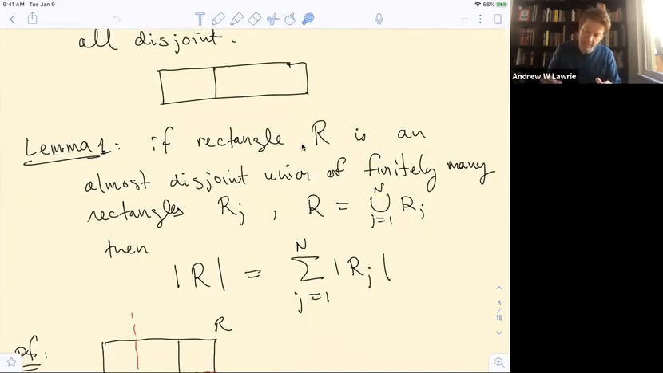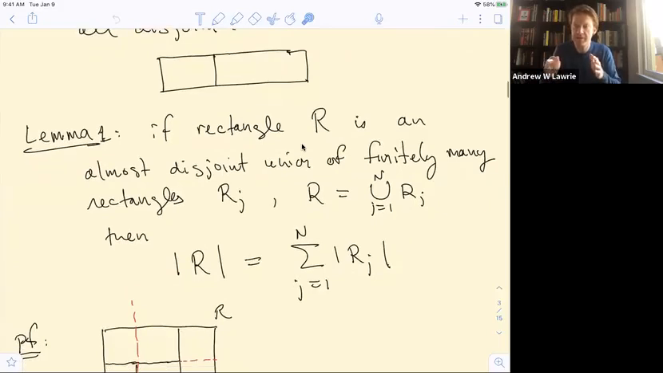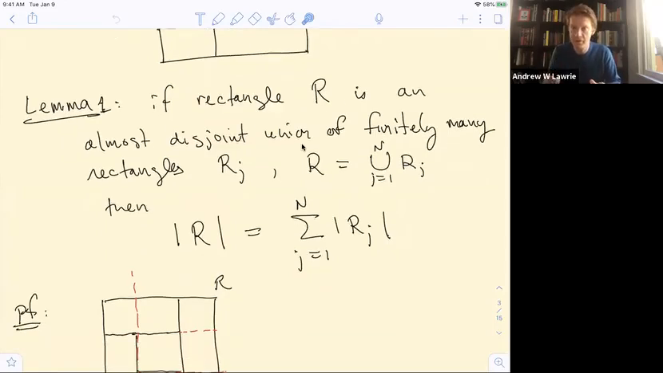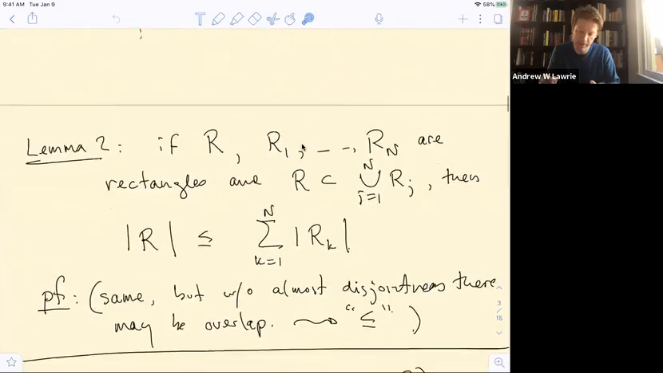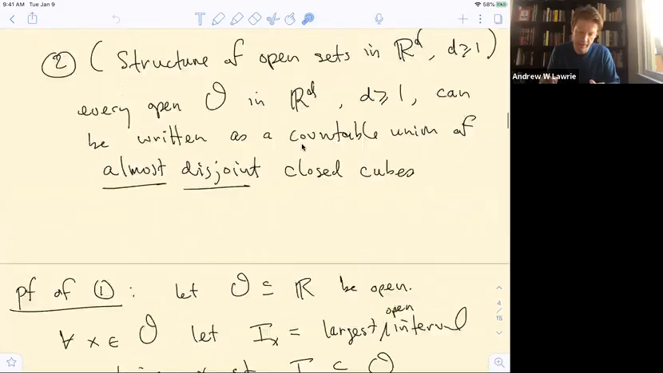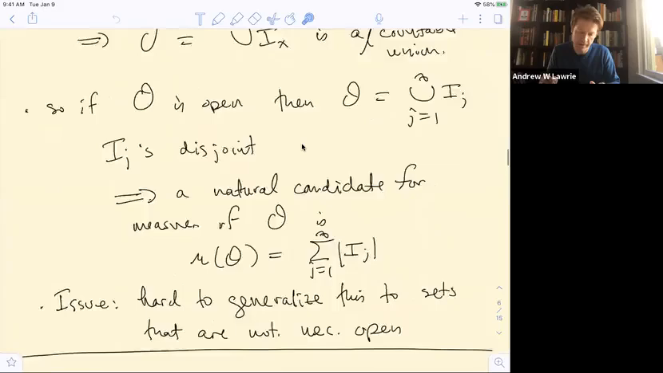We proved this for finitely many rectangles. So I'm using this property, that the sum of the measures of the subdivision is equal to the measure of the cube that I started with. So here, this is for finitely many rectangles, and let's see what else we proved.